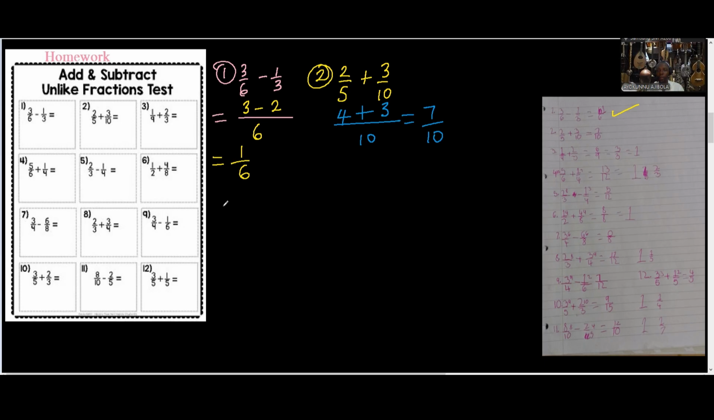Then number 3, we have 1 over 9 plus 2 over 3. So you got that 7 over 10 as well. That means you have really mastered all of these things. So 9 in 9, that's 1. 1 times 1, that's 1. Then 3 in 9, that's 3 times 2, that's 6. So 1 plus 6 gives me what?